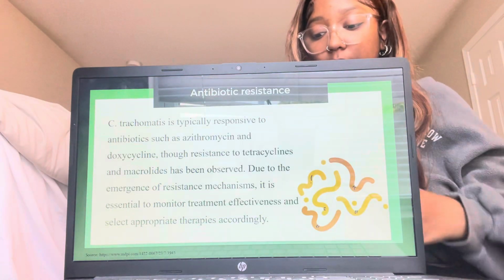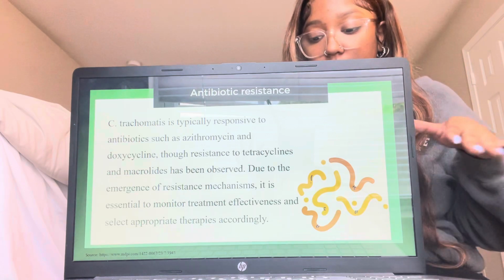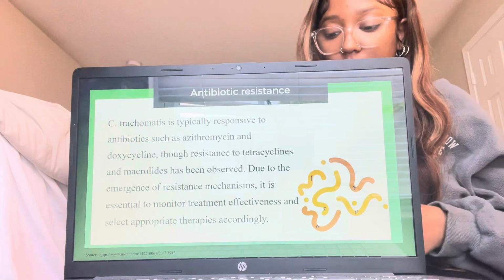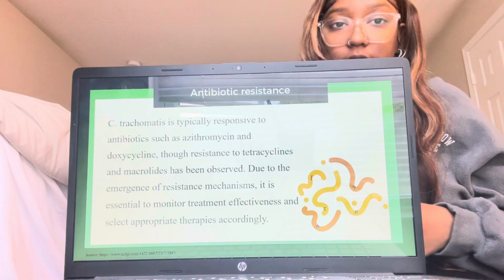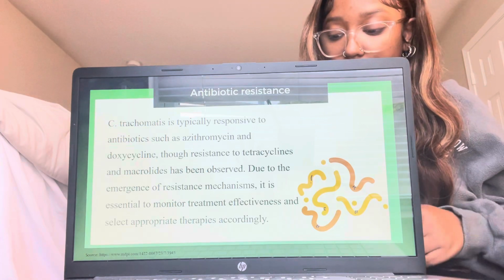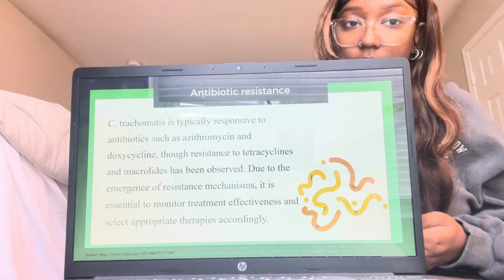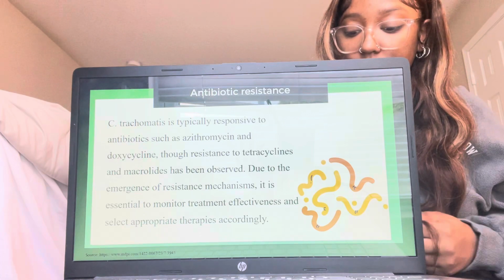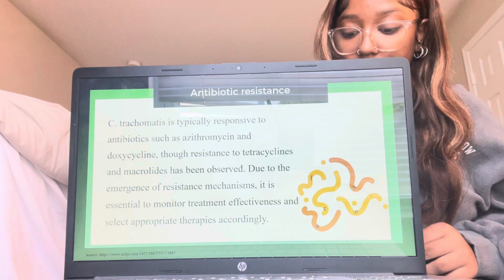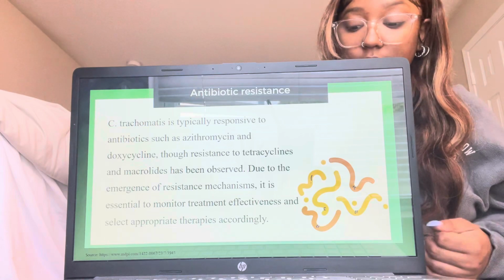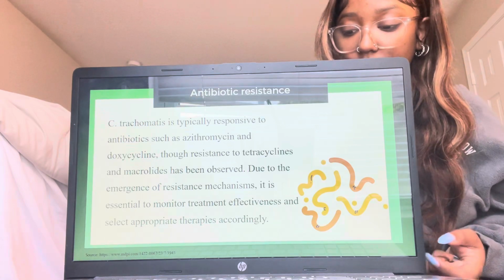Chlamydia antibiotic resistance: it is typically responsive to antibiotics such as azithromycin and doxycycline. Though resistance to tetracyclines and macrolides has been observed due to the emergence of resistance mechanisms. It is essential to monitor treatment effectiveness and select appropriate therapies accordingly.